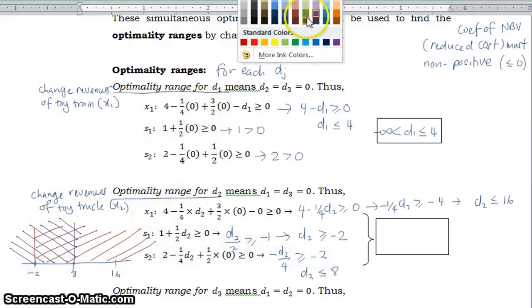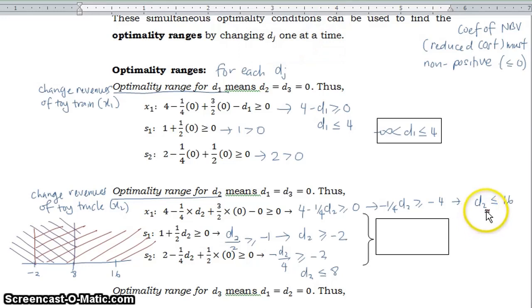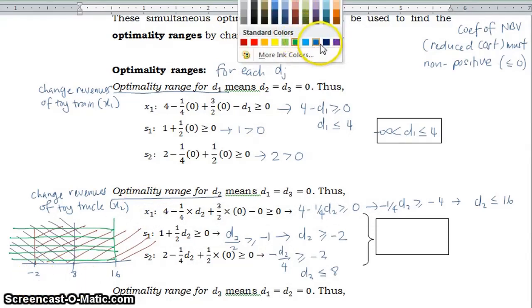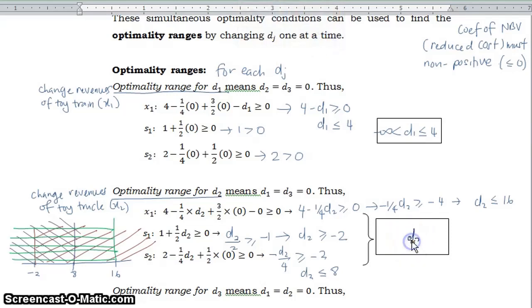And for the last inequality, D2 less than or equal to 16, we shade the area which is on the left side of 16. Okay, from this shaded area, we can see that the area that satisfies all these three inequalities is between -2 and 8. Therefore, D2 is between -2 and 8.